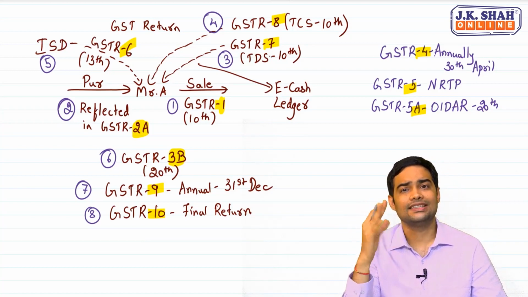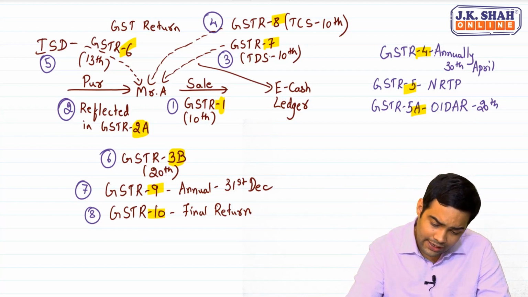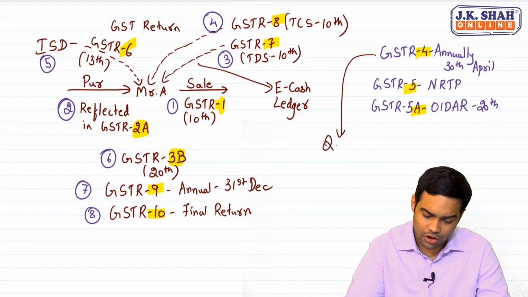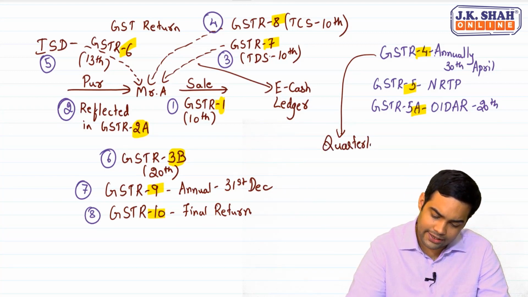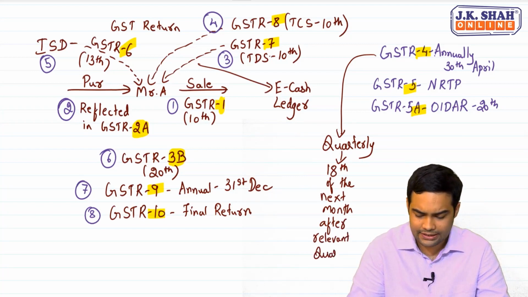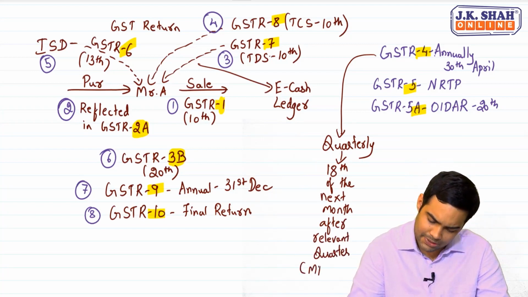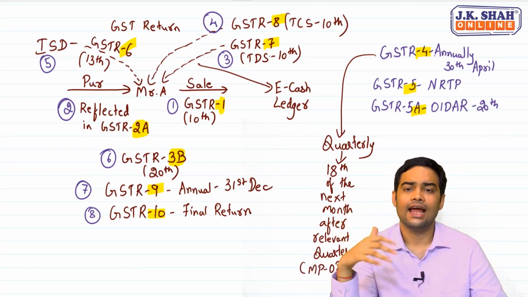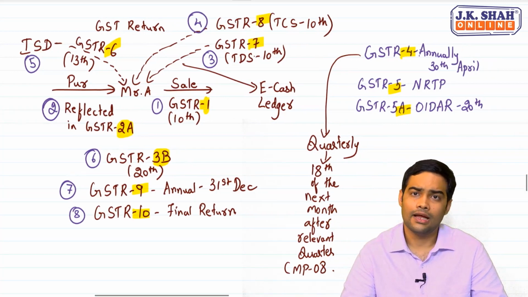When we talk about GSTR 4 annually, you will file the return annually, but a composition dealer is required to pay taxes on a quarterly basis. And what's the due date? For quarterly, he has to pay the tax by 18th of the next month after each quarter. After the relevant quarter, he has to file his payment, and payment is in a form which is CMP 08. In this form, he pays the taxes and files the return only once in a year.